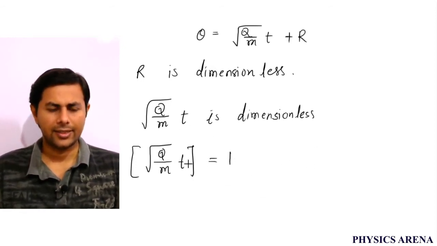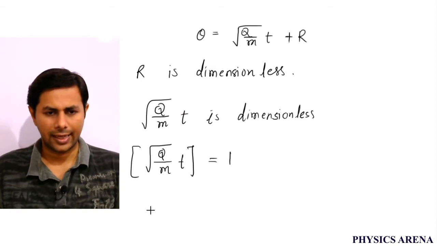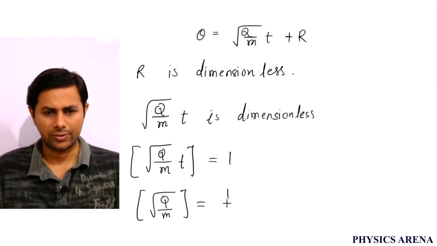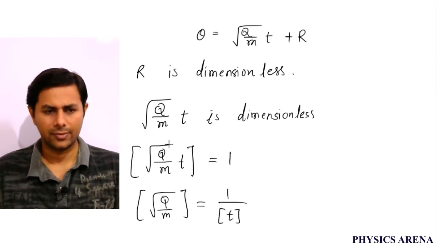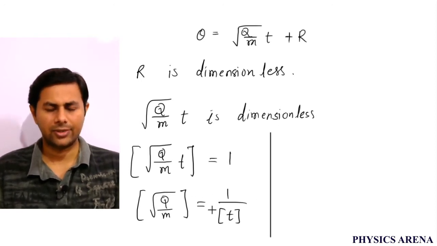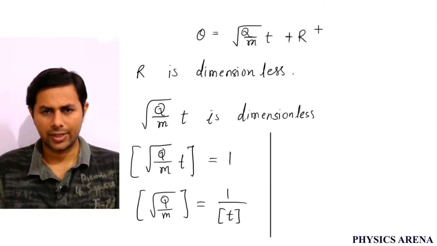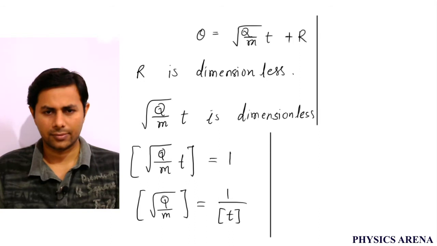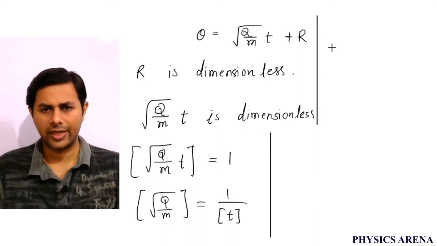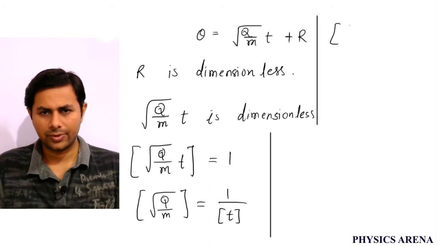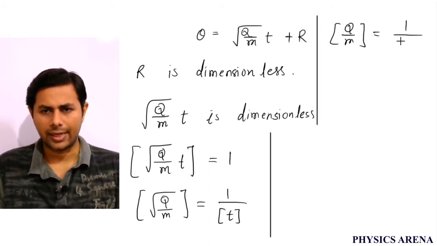Then I can take this t on the other side, so I get dimensions of square root of q over m equals 1 over dimensions of t, and then we can take square on both sides of this equation. So squaring, we get dimensions of q over m are equal to 1 over dimensions of t squared.